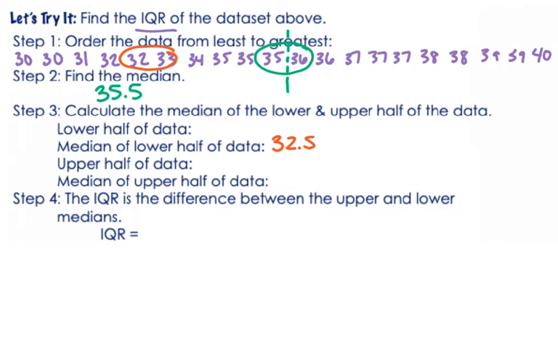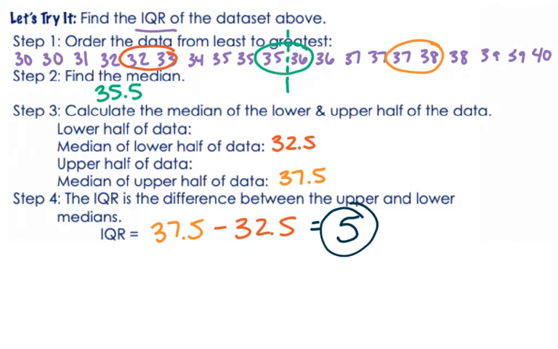All right, and now I'm going to look at the upper half of the data, and I'm going to find the median of that. So from 36 to 40. Let me use orange. It would be between those two, so I would say that's 37.5. And then the IQR is the difference between the upper and lower medians. So I had 37.5, and I'm going to take away 32.5. So my IQR is 5. There we go.